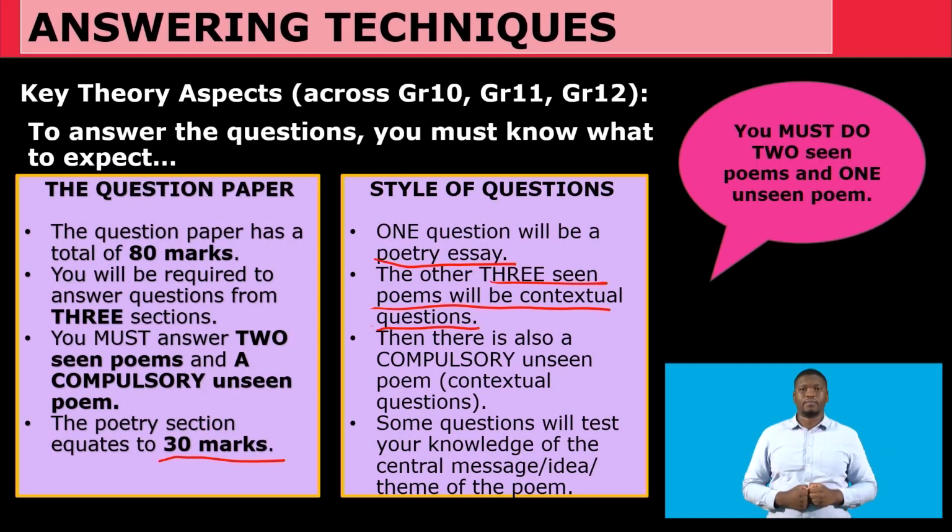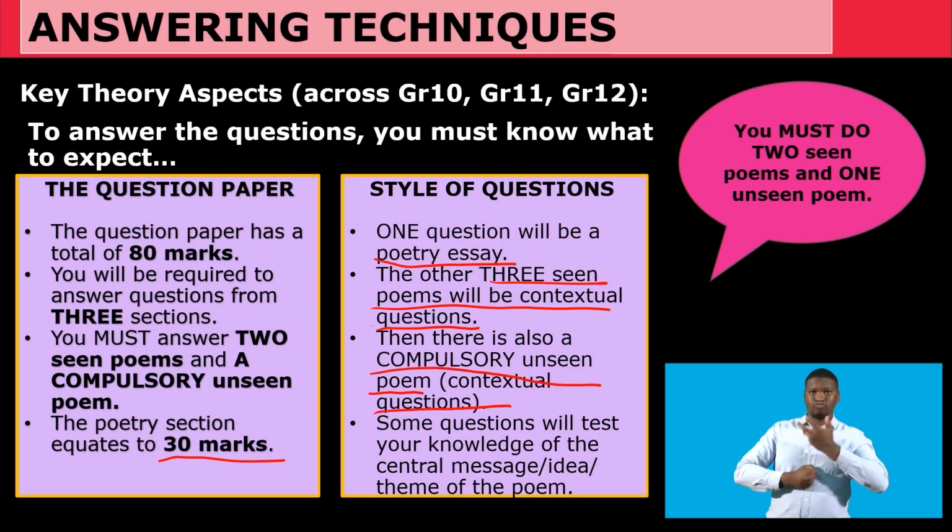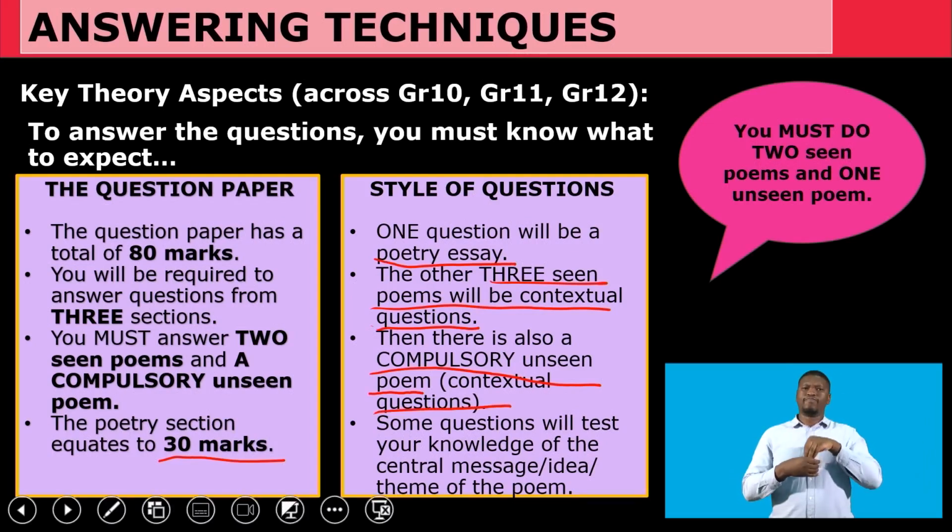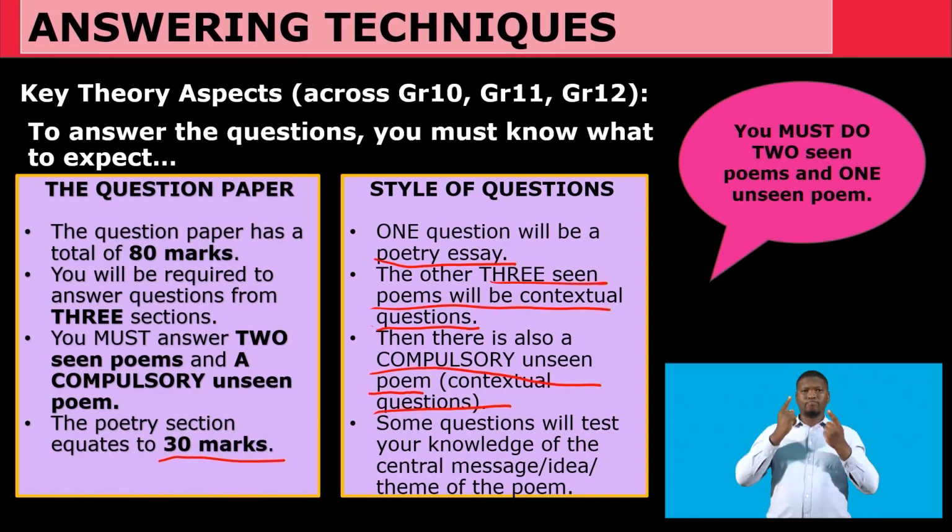So, you must do 2 seen poems. That means if you do the poetry essay, you have to do 1 of the contextual questions. If you don't want to do the poetry essay, you must do 2 seen contextual questions. Then there's also a compulsory unseen poem, which is also a contextual question. Remember, you must have some knowledge of the central message, the idea, and the theme of the poem.